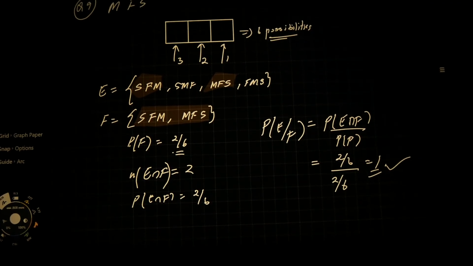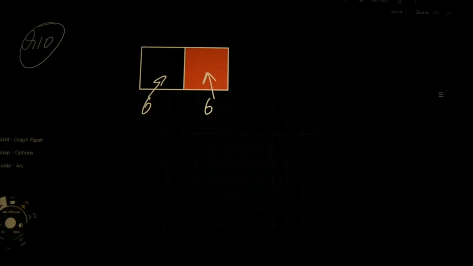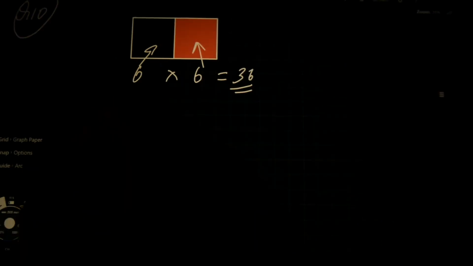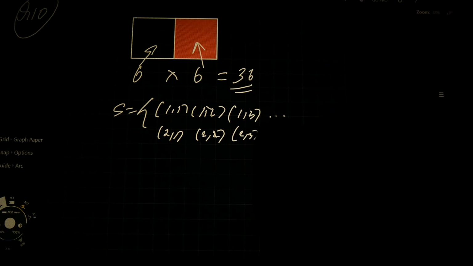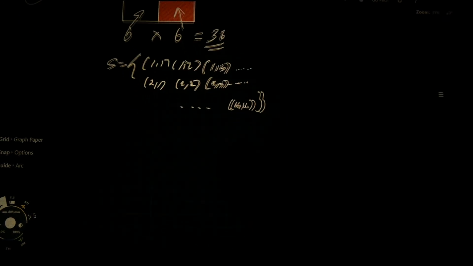Let's go to question number 10. In question number 10, there is a black die and a red die. So there are 6 possible ways for the black die and 6 possible ways for the red die, so there is a total possibility of 36. What will the sample space look like? It will be 1,1; 1,2; 1,3; etc. Then you have 2,1; 2,2; 2,3; etc., up to 6,6 as your possible sample space.